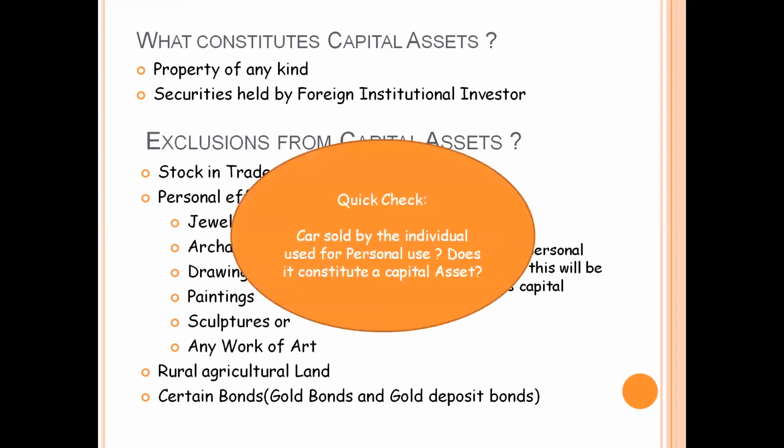So a quick check: if a person has sold or alienated the asset, that is a car, which was used for personal use, does it constitute a capital asset? Obviously no, because, as read before, any personal effect does not constitute a capital asset. Only the 6 exceptions to the general rule constitute a capital asset.